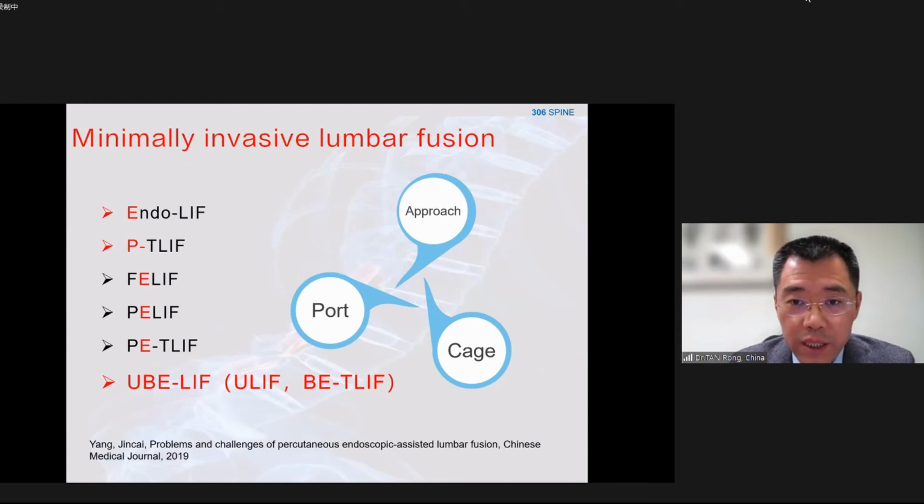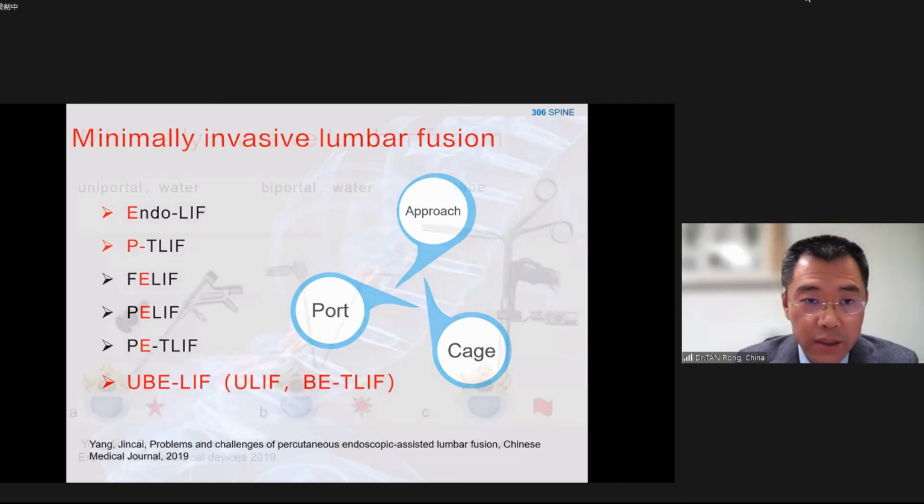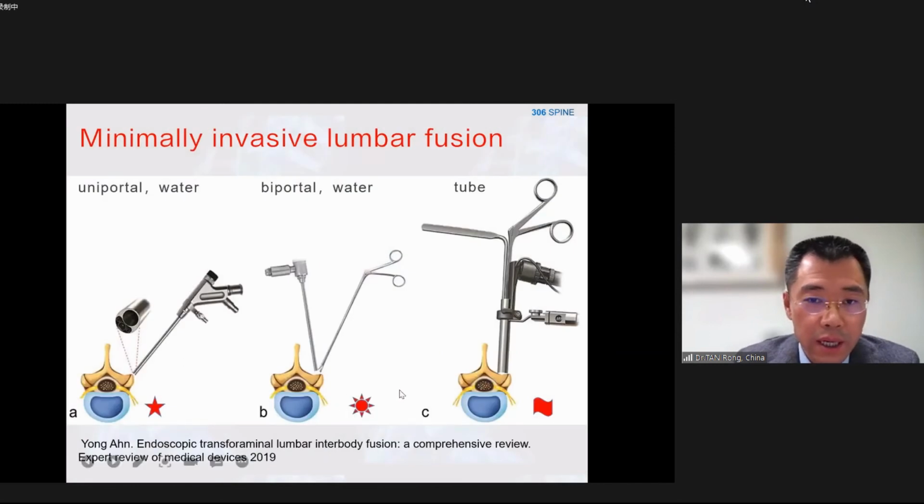For UBE LIF is a new technique. I performed this technique a year and a half ago. The literature shows different techniques. The first is uniportal, where the medium is water. The second is biportal, also with water as the medium. The third is mixed LIF with tubular retractor.